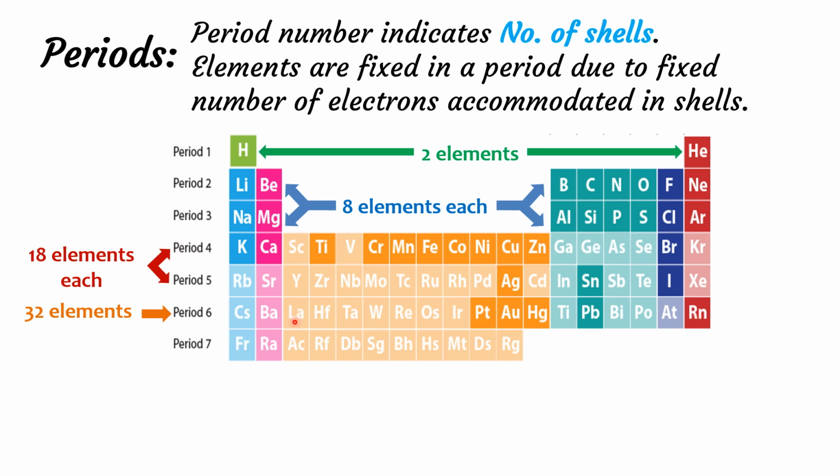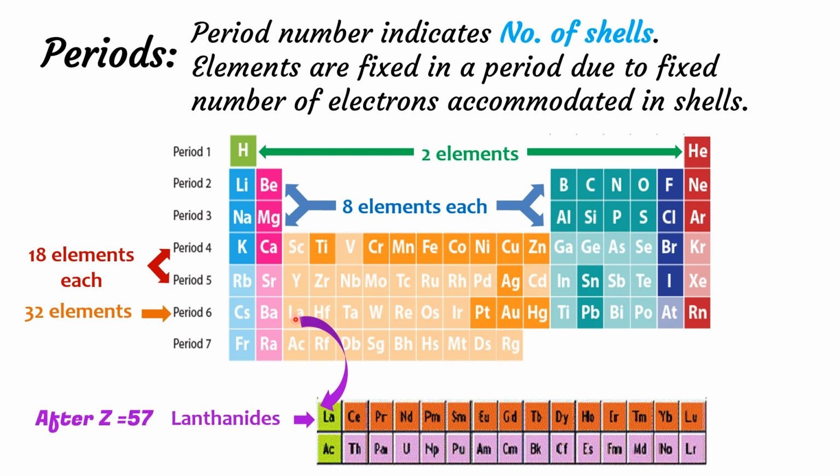After atomic number 57, 14 elements are separated from this period below the periodic table in a separate series known as lanthanide. Seventh period is known as incomplete period. Till now, it also contained 32 elements, and after atomic number 89, a series of 14 elements is separated from this period and placed below the lanthanide, known as actinide. Both these series are separated from periodic table to save the place, and also these are radioactive elements in nature.